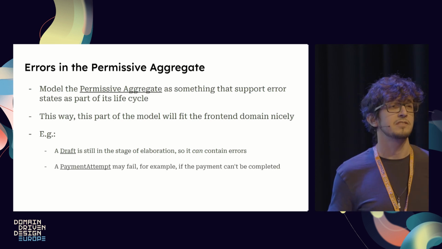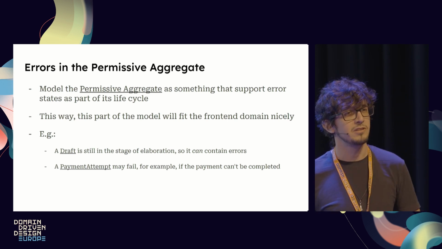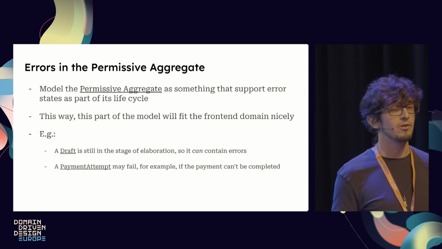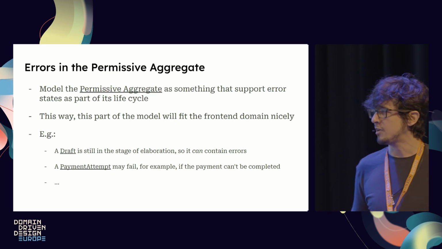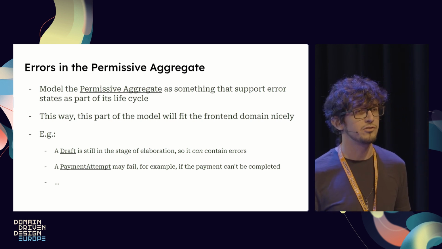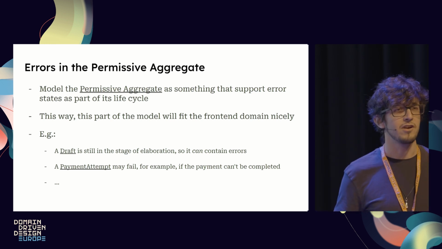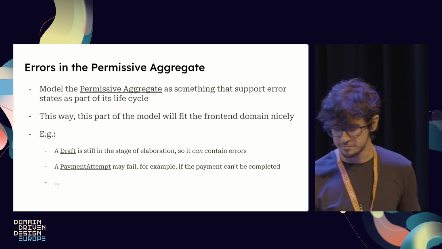Or even a payment attempt. If you're implementing some payment flow, until the payment is confirmed by the payment service, you don't have an actual payment. You just have the attempt for that payment. We could enumerate some other examples here, but the important part is that you're going to model that part of your domain as something that can have errors in its life cycle.